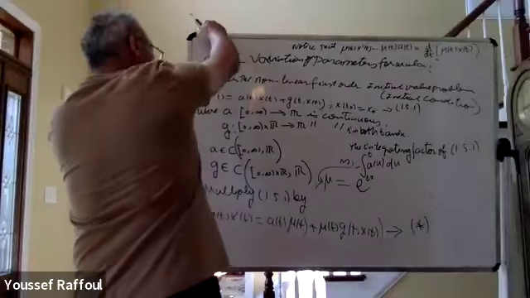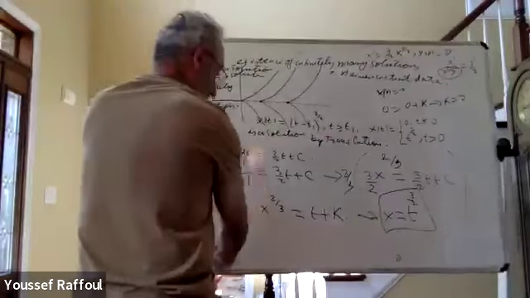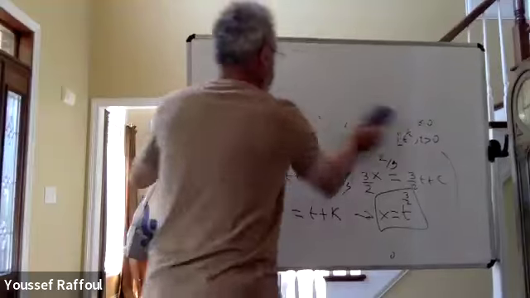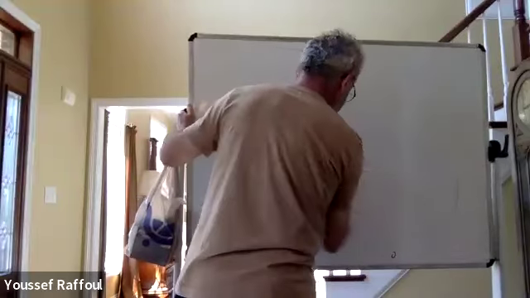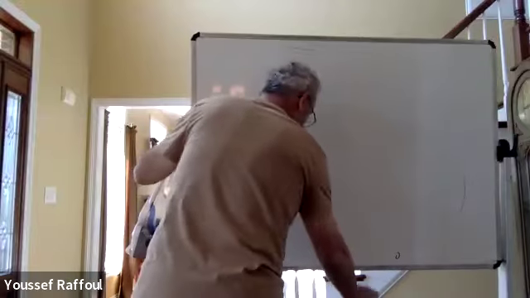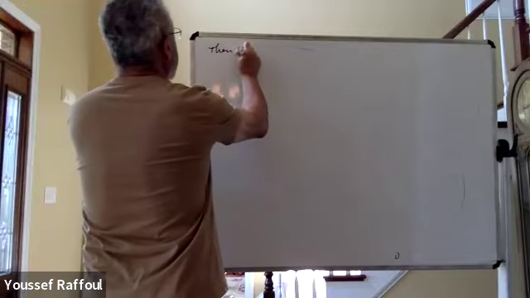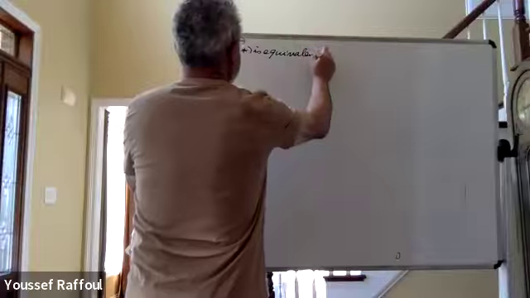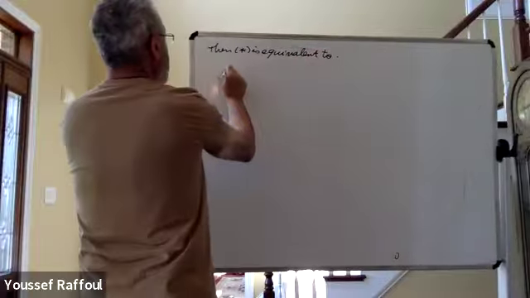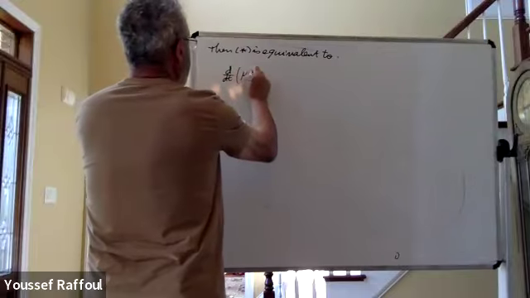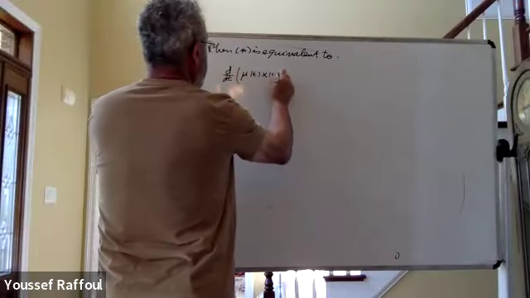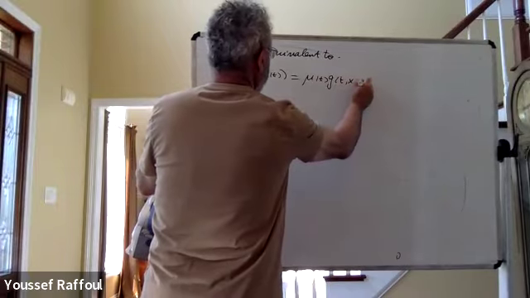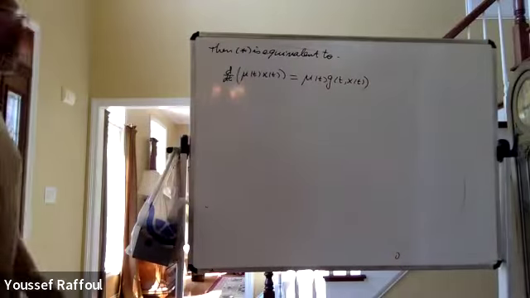All right, let me flip the board. Then the star is equivalent to d/dt of mu(t) x(t) equal to mu(t) g(t, x(t)). Okay?